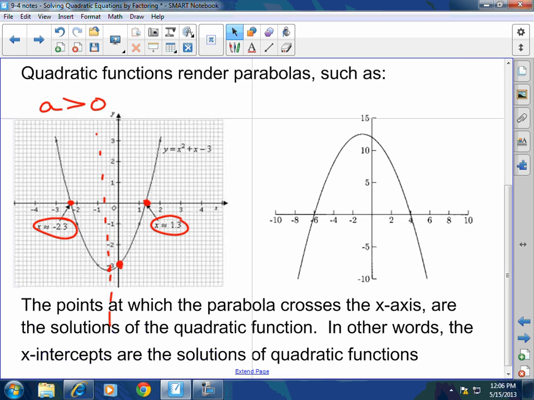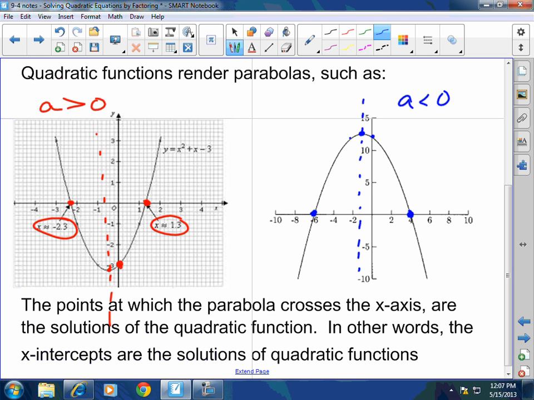If I look at this other graph, what was the A here? Was it positive or negative? It was negative. It was less than 0 because it's pointing downwards. I still have a vertex. My axis of symmetry goes through that vertex. In this case, I have my solutions of -6 and 4 because the x-intercepts are the solutions. And I have my y-intercept right here with its mirror image over there. But the y-intercept is the y value on the y-axis when x is 0.